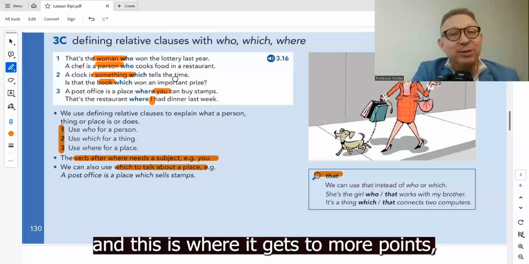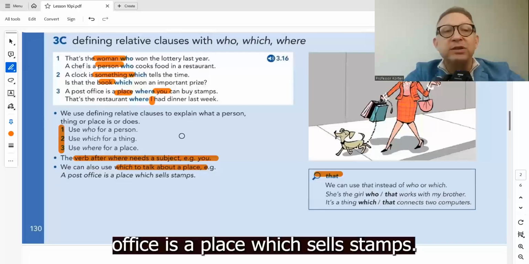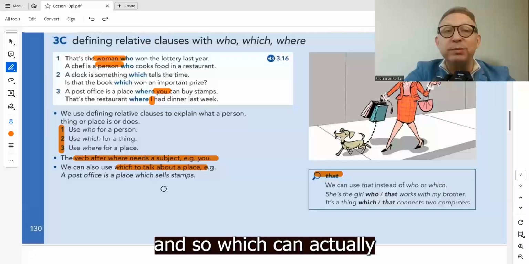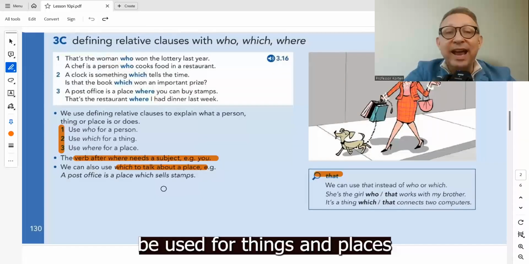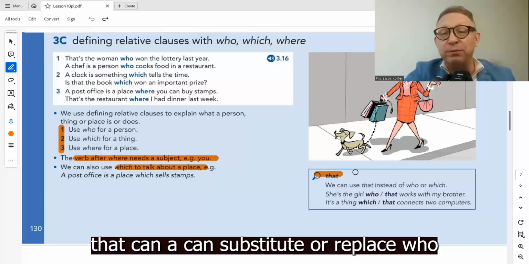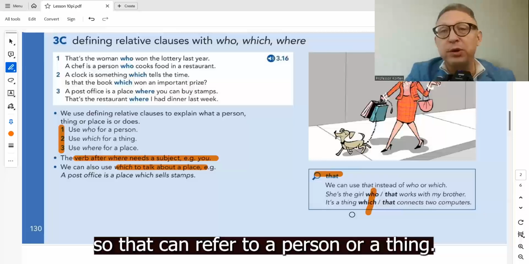And finally, and this is where it gets 2 more points, which also talks about a place. A post office is a place which sells stamps. Do you see that? Which sells stamps. And so which can actually be used for things and places. And one more, that. That can substitute or replace who and which. So that can refer to a person or a thing.